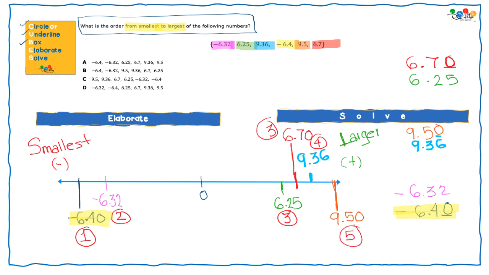Now I'm going to check my choices. The first one should be negative 6.4. It works here, but it doesn't work here and it doesn't work here. So now I should focus on A and B. After negative 6.40, I should have negative 6.32, and it's working so far. Great. My next number should be 6.25, and this one works, but this one doesn't work. Then I have 6.7, it works. 9.36, it works, and then 9.5.